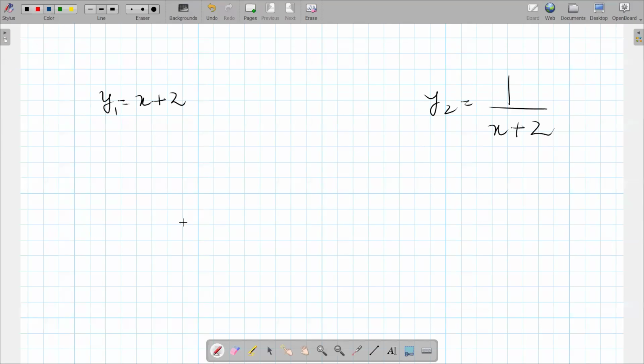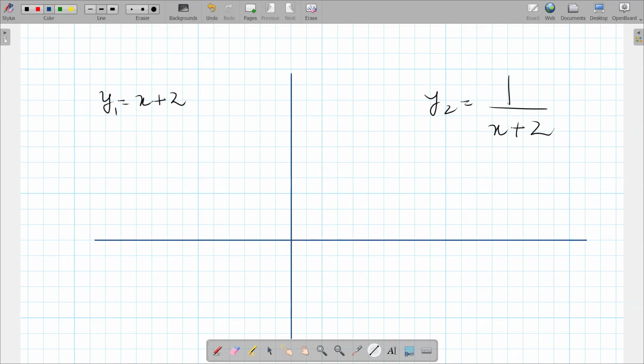So let's graph these two things. I'm gonna be a little bit precise here. I'm gonna graph them on the same plane. So how do we graph x plus 2?